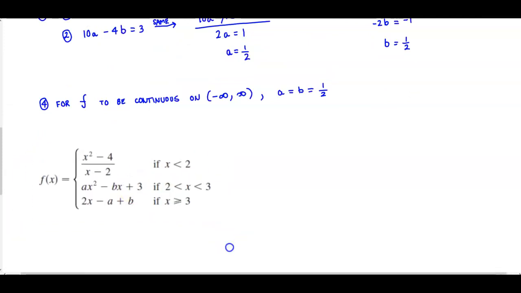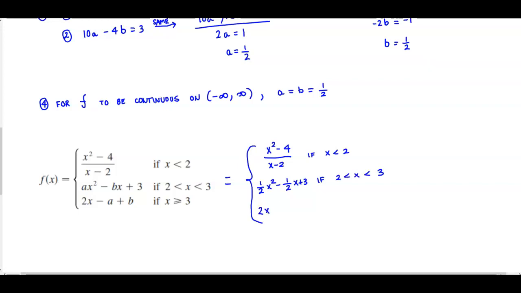So let's see what that would look like. So this is what our function was. Now we can write this as the following: the first function is (x squared minus 4) over (x minus 2) if x is less than 2. We know that a now is 1/2, so that's 1/2 x squared minus 1/2 x plus 3 if x is in between 2 and 3. And then we know that 2x minus 1/2 plus 1/2 gives us 0, so it's just 2x if x is greater than or equal to 3.